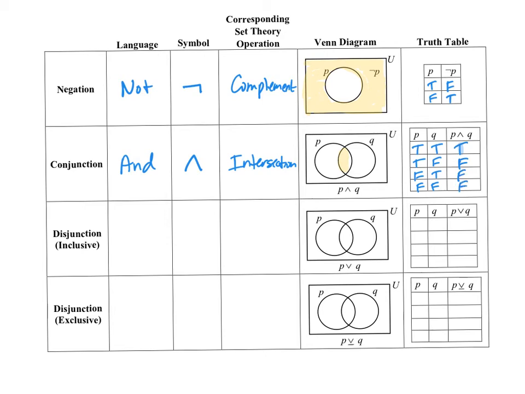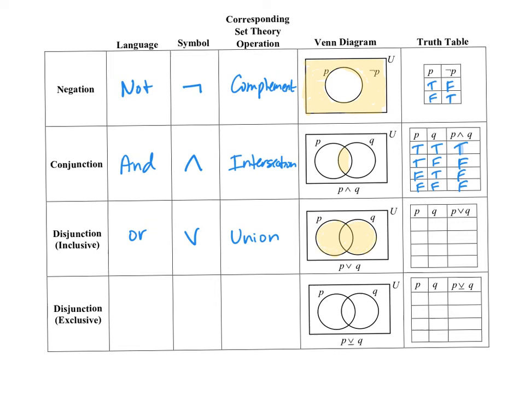Now, let's look at our two uses of the word or. The inclusive disjunction, again, the word we use is or. The symbol we use is an upside down caret, and the set theory operation that coincides with that is the union of two sets. Remember, an element is in the union of two sets if it's in one set or the other or both. So if I want to indicate P or Q in this Venn diagram, I'm indicating the union. That's everything that's in one set or the other or both, so that would be P and Q and also the overlap.